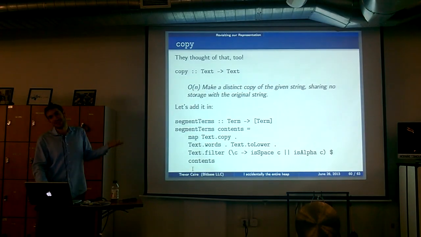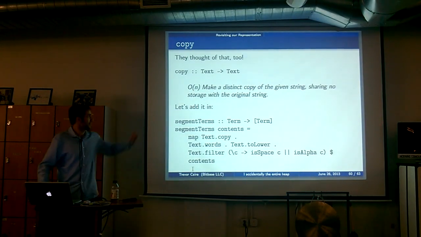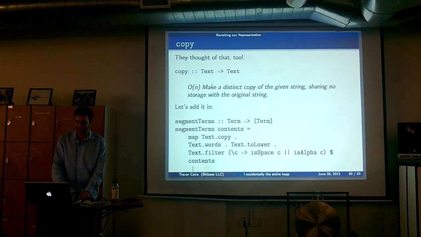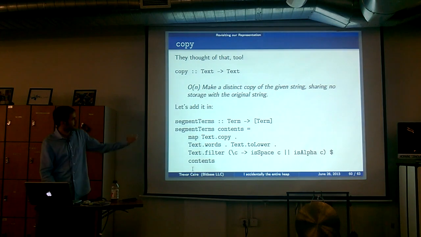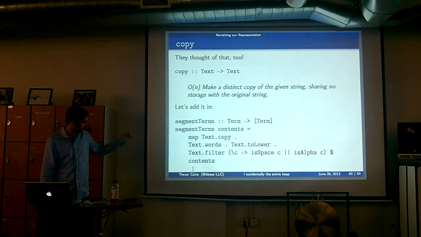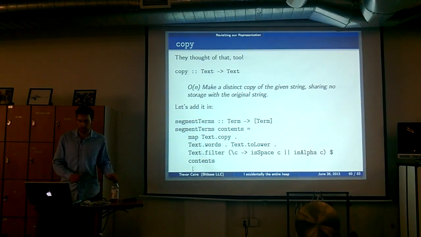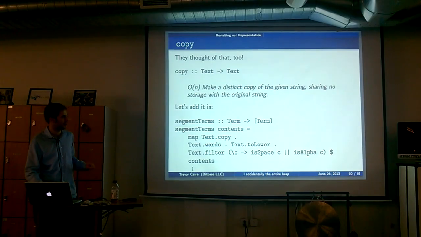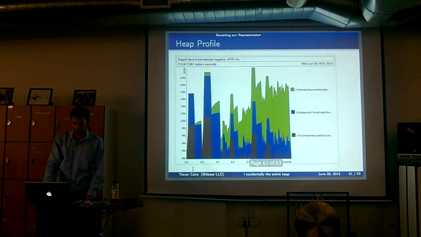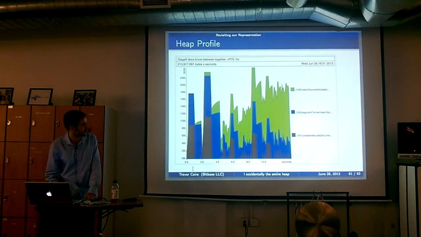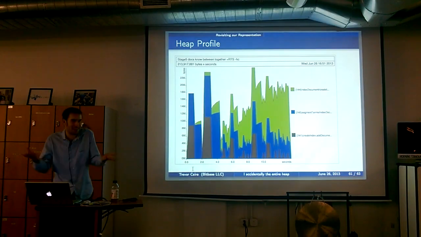Well, he's a pretty smart guy, right? He thought of that. He gave us a copy function, and what it does is it doesn't share storage with the original structure. All right, so segment terms, the culprit from before, let's just annotate it with text.copy. We have to map over it. We've got a list of text now, not a list of terms. So now we should not have that horrific skyrocket in memory. Okay, and lo and behold, that is, we do have... alas, I'm not going to talk more really.